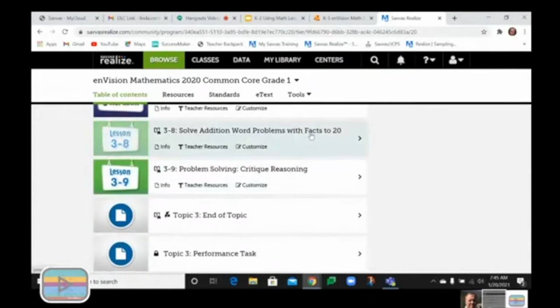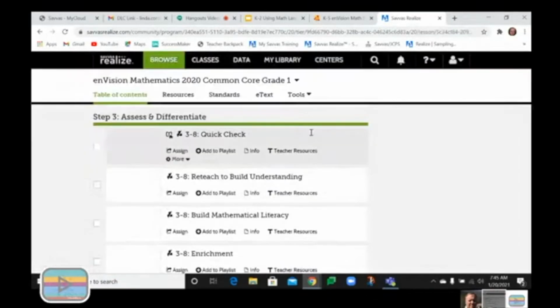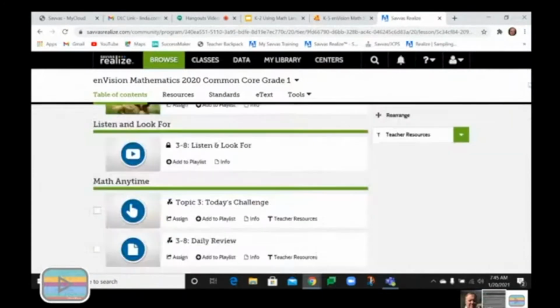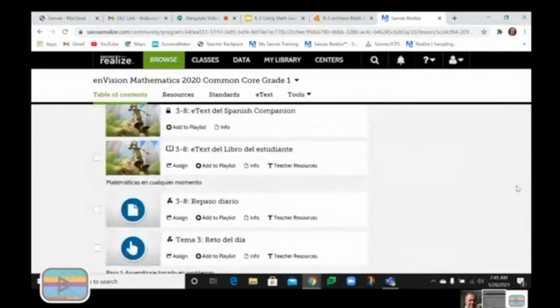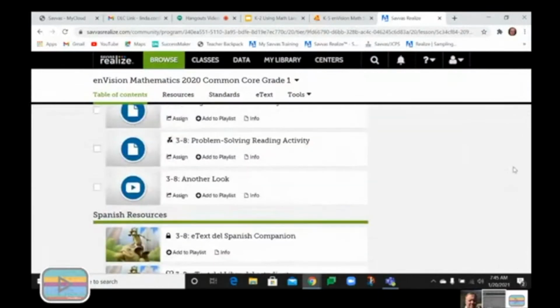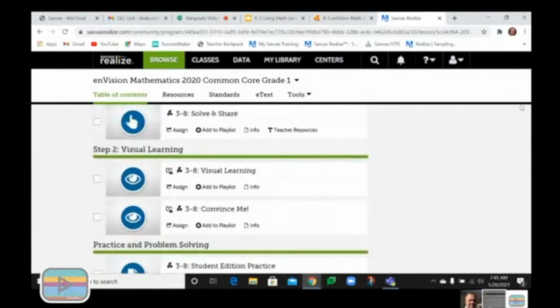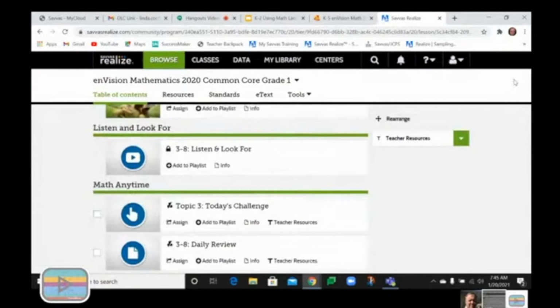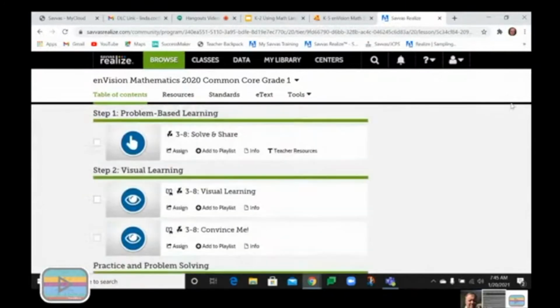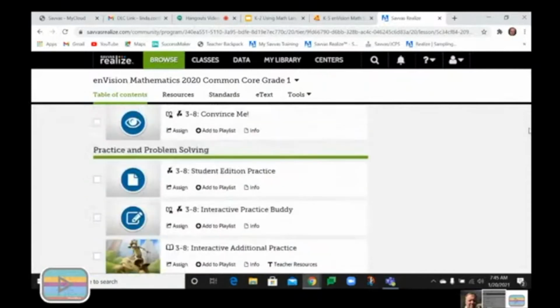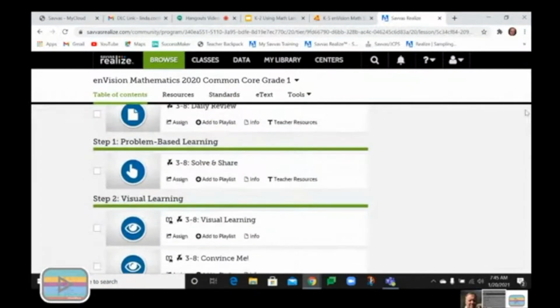And this is where we're going to look and find our solve and share. When I open up this lesson, again, there are so many resources. Just look at this, it goes on and on. But what we're going to look at, wait a minute, I need to go way up. Okay, so we're going to look at this first step. As you notice, in these lessons there's a step 1, step 2, step 3, but we are focusing in this session on step 1.